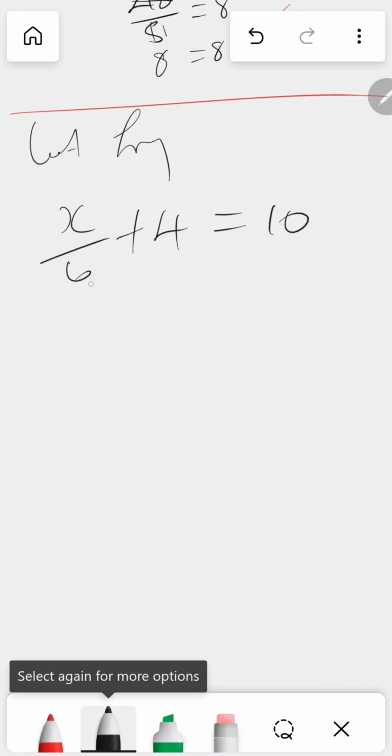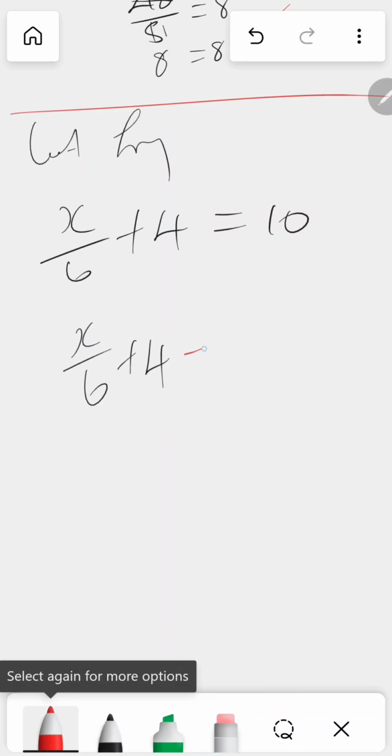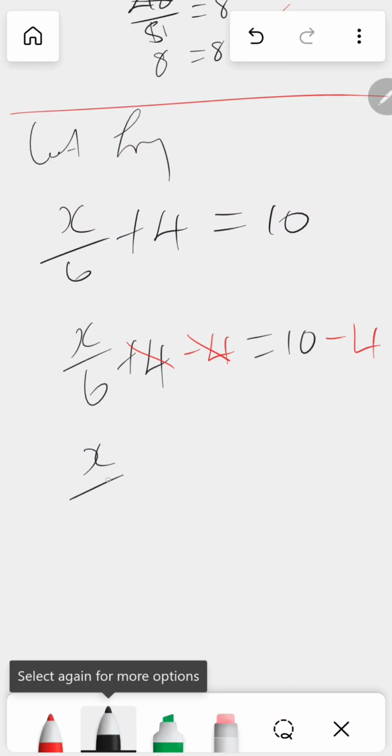So we'd have x over 6 plus 4 equals 10. Our first thing to do is to minus 4 from both sides. So our new equation would be x over 6 plus 4 minus 4 equals 10 minus 4. Good. These 4 cancel out each other. So we are left with x over 6 equals 10 minus 4 gives us 6.